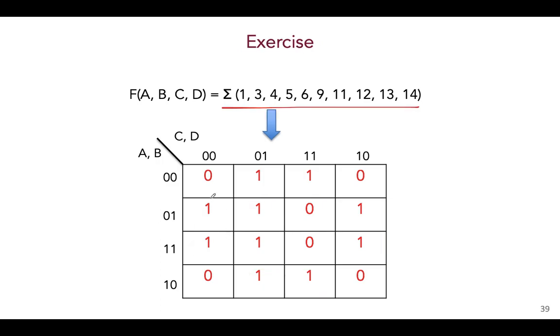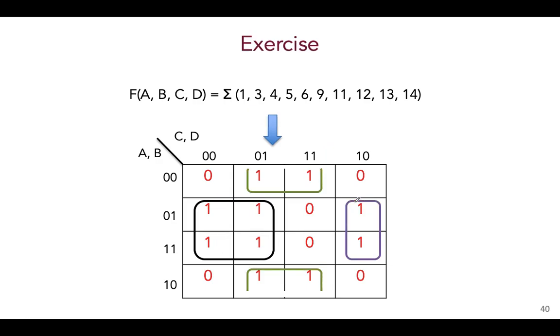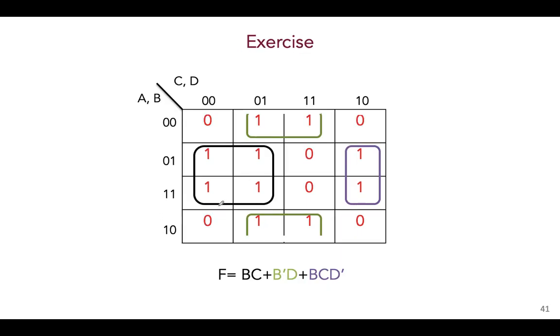So first we started with this bunch of ones, and then we saw that these 4 ones could have been grouped together, and then we're left with this one. So this is the grouping that we go with, and then we're simply left with the task of giving names to these groups. So this one becomes BC, the green one becomes B dash D, the purple one becomes BCD dash, and this is the simplified expression. This is how we simplify Boolean expressions.